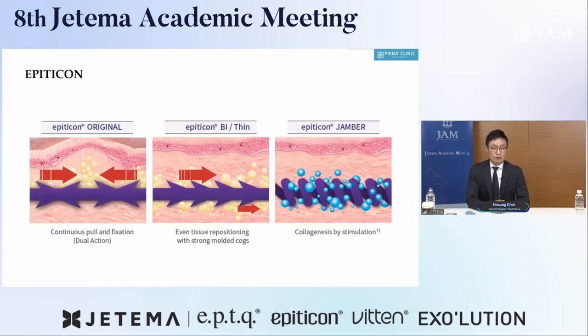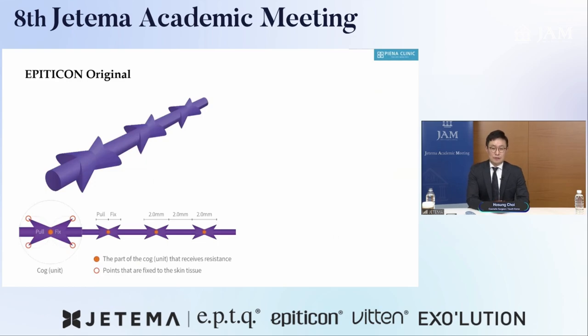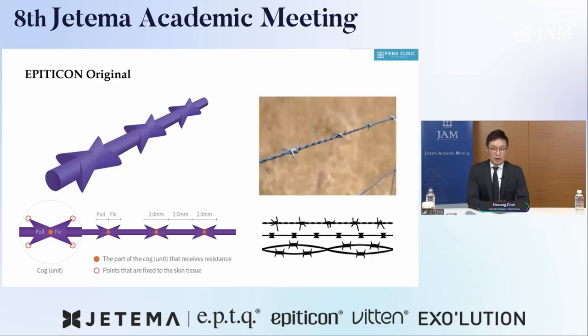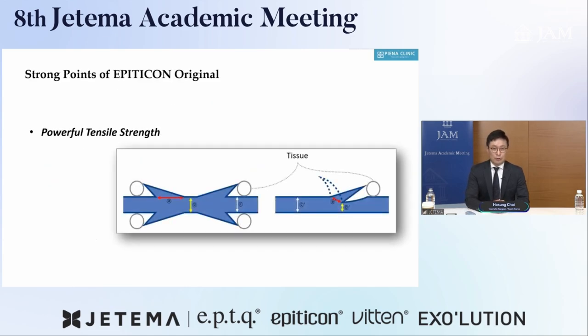It has three different types with different modes of action. First, Epiticon Original. It has a unique shape of cogs that have both pulling part and fixing part in one single unit. They just look like barbs from a wire fence. There are three differential points, or strong points, of Epiticon from other conventional cog threads.